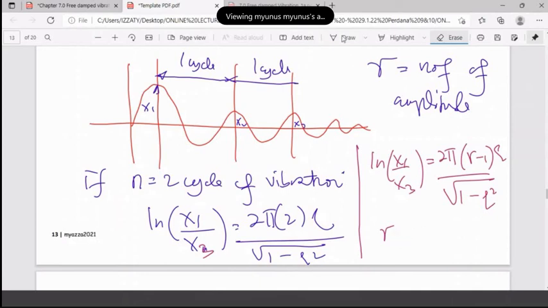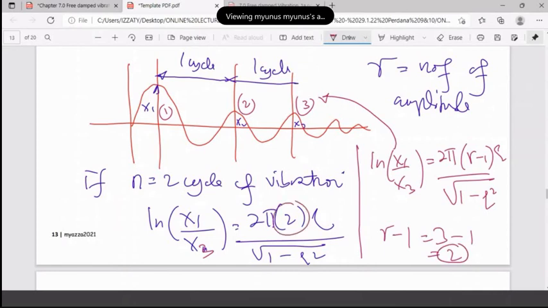r minus 1 is equal to how many amplitudes you have. If you use this equation, how many amplitudes? 1 amplitude, 2 amplitudes, 3 amplitudes. So you have 3 minus 1, which is also 2. You have 2 here, you have 2 here. So the equations are very, very similar. It's not similar, it's the same. Do you understand me or not?